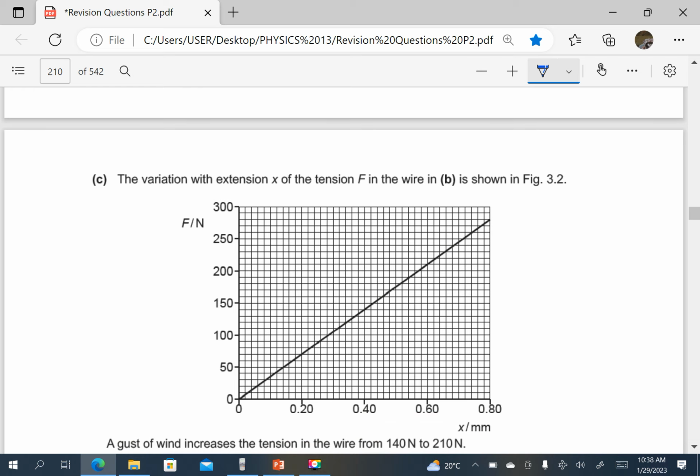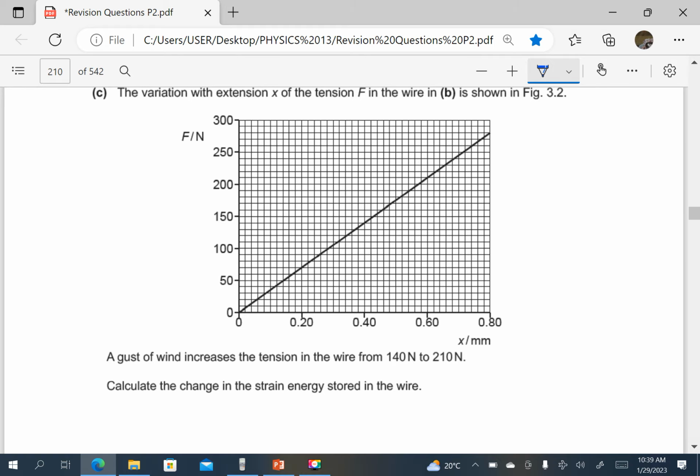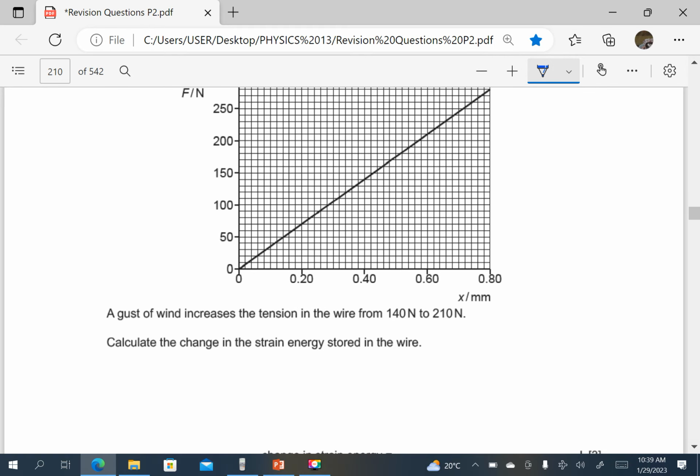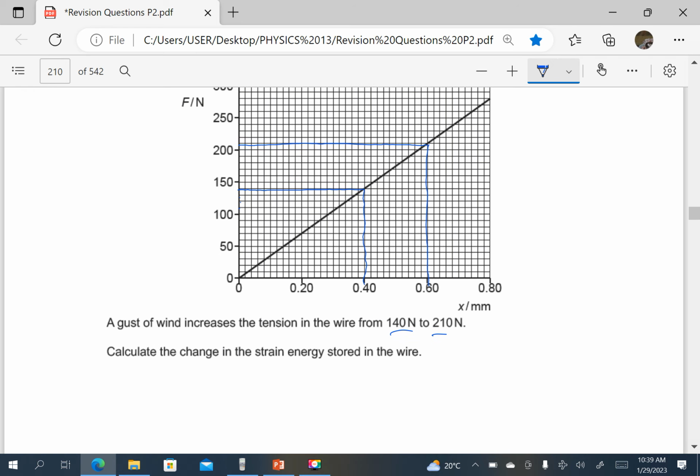The variation with the extension x of the tension F in the wire is shown in the figure here. A gust of wind increases the tension in the wire from 140 to 210. Let's check 140. I think the scale here is 50 divided by 5. That is 10. The scale is 10. 140, we count 1, 2, 3, 4. That is 140. That is at 0.4. Then 210, count once more square. So that is 210. So the wind increases the tension in the wire from 140 to 210.